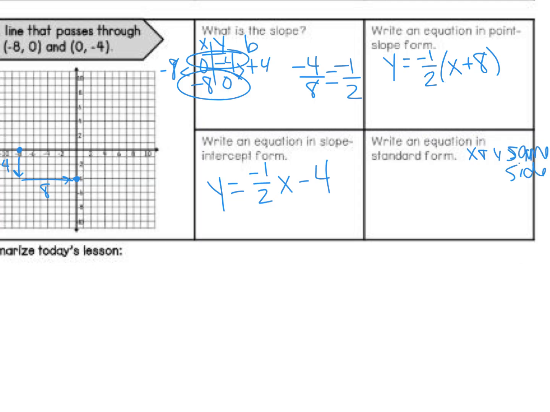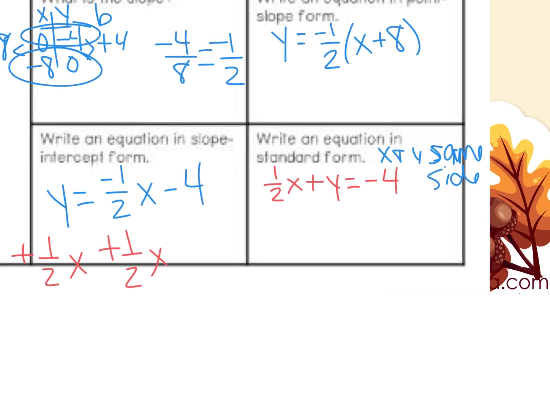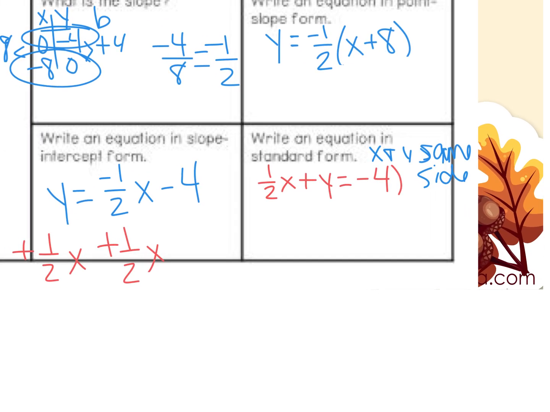No fractions. So how do I move... I'm gonna use red here. How do I move this negative 1/2 over? If we add it, I'm gonna write it over here. So I'm at 1/2 x plus y equals -4. But can we have a fraction? No. How do I get rid of a fraction? Multiply by the denominator. We'll practice that some more. So distribute 2x, actually not 2x. What's half of 2? 1x. And then 2 times the 1 is 2y. What's 2 times -4? Negative 8.